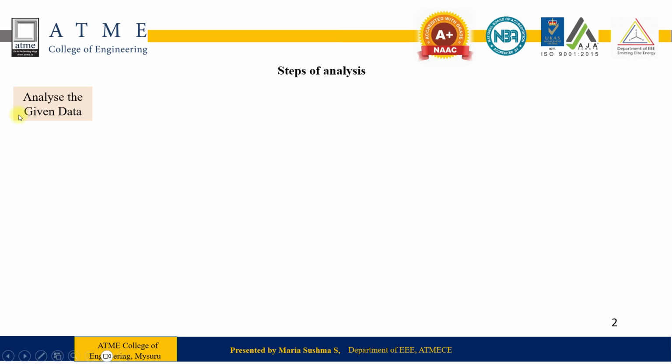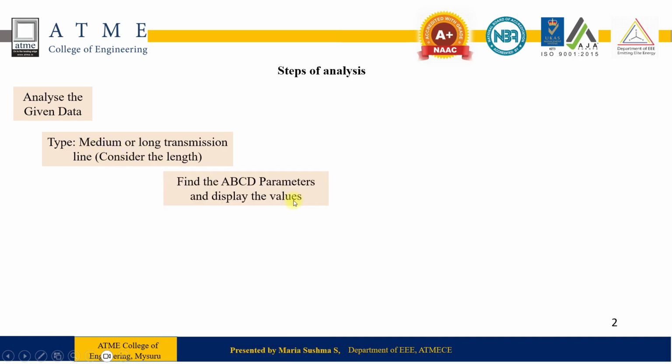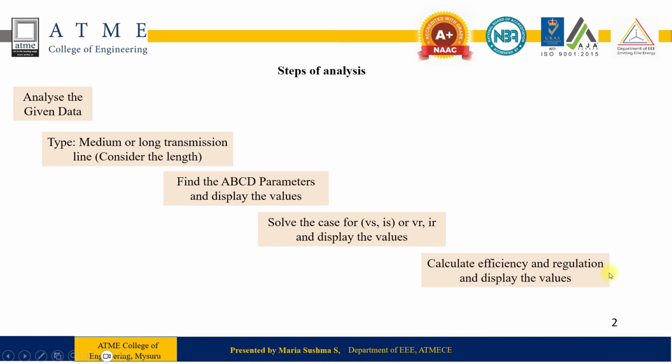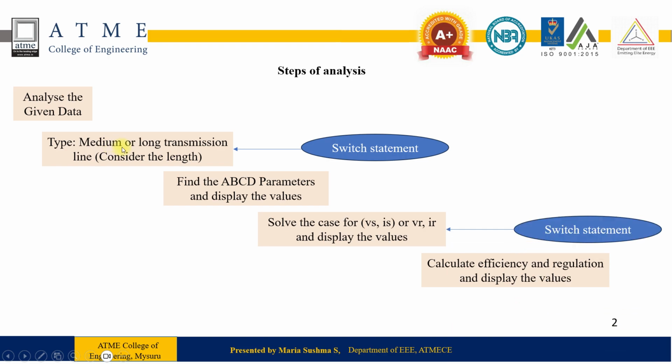Here come the steps of analysis. Analyze the given data. Analyze the type of transmission line, whether it is medium or long, considering the length. Find the ABCD parameters and display the values. Solve the case for VSIS or VRIR and display the values. Calculate efficiency and regulation and display the final values. For this, we'll be using two switching statements. One is to identify the type of transmission line, and next is to compute VSIS or VRIR.